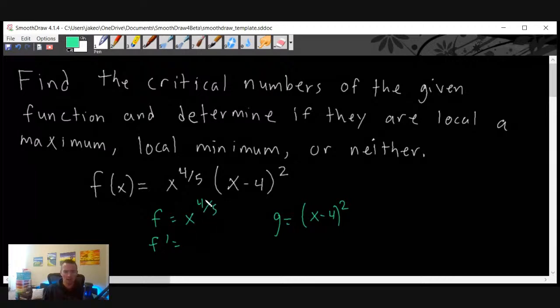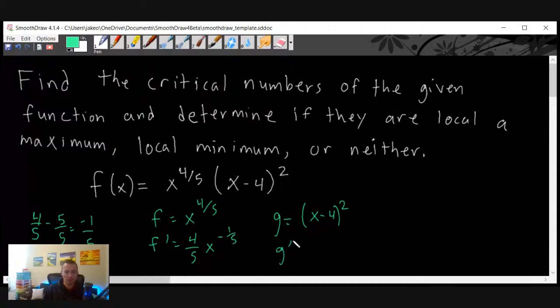We'll take our power, bring it down in front, keep our base as x, and lower our power by 1. So our power is now 4/5 minus 1. We need a common denominator, so we need it in terms of fifths, which means 1 is 5/5. So 4 minus 5 is -1, and our denominator stays as fifths. So our new power is -1/5.